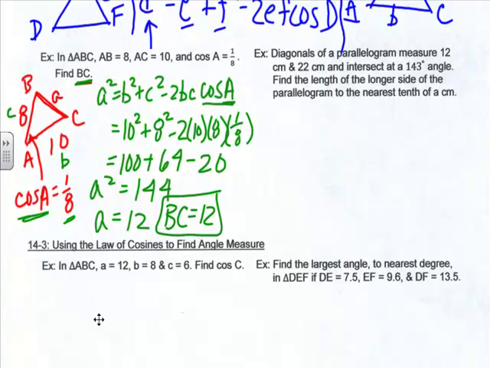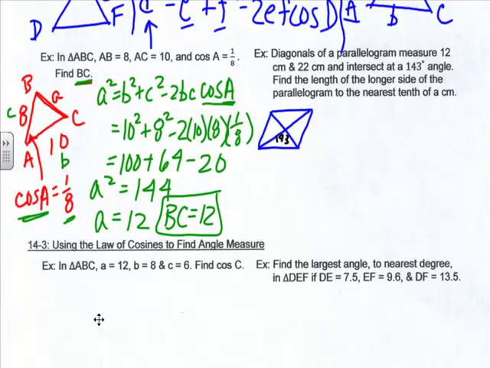Diagonals of a parallelogram. So this takes you back to good old geometry. So, diagonals of a parallelogram measure 12 and 22 and intersect at a 143-degree angle. So say this is 143. I'm going to draw a better picture here in a second. Find the length of the longer side of the parallelogram to the nearest tenth of a centimeter. So what do I know?